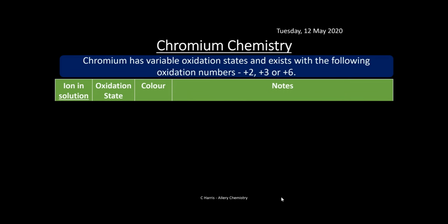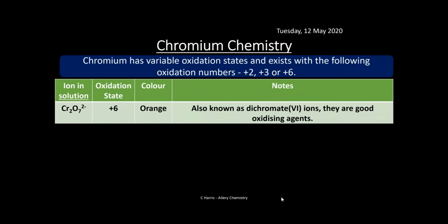So again, we're going to look at the ion in solution, what it is, its oxidation state, and the colour when it's in solution, dissolved in water. The first one is dichromate, Cr2O7 2-. Chromium has an oxidation state of +6 in this compound. It's a nice orange colour. It's also known as dichromate(VI) ions, and they're really good oxidizing agents. You might have seen it used in titrations, for example, as an oxidizing agent.